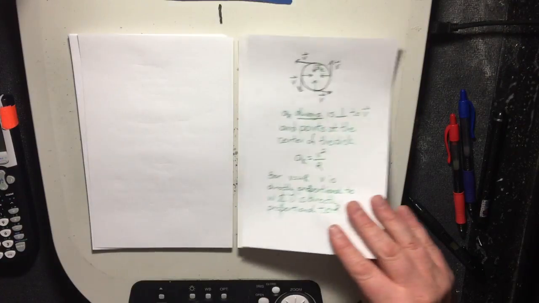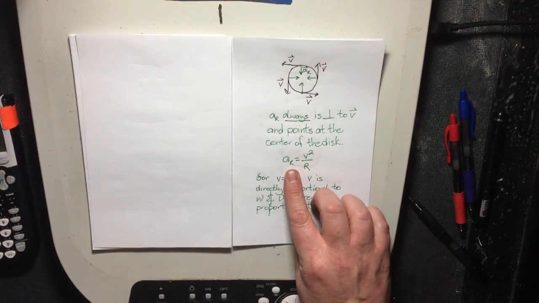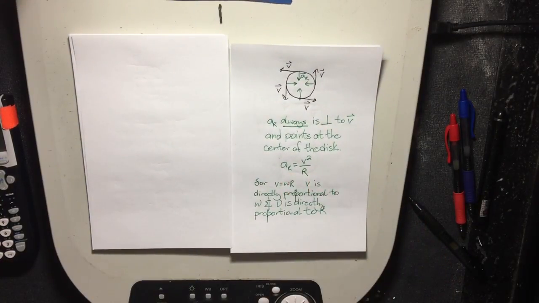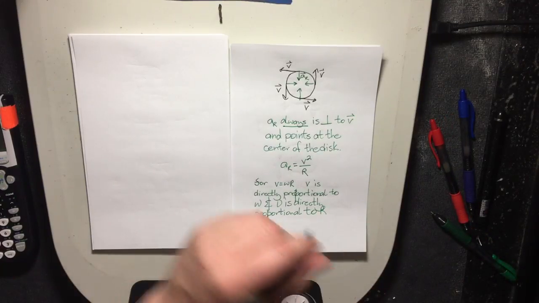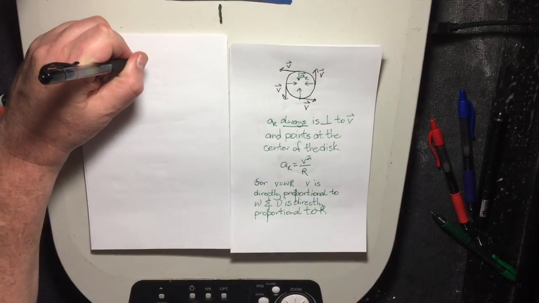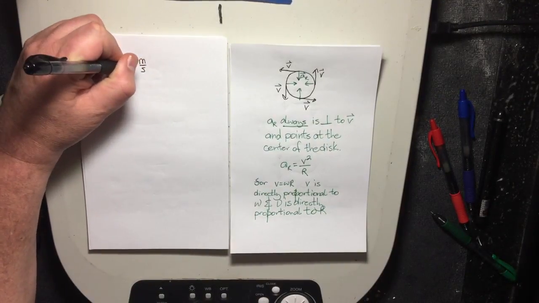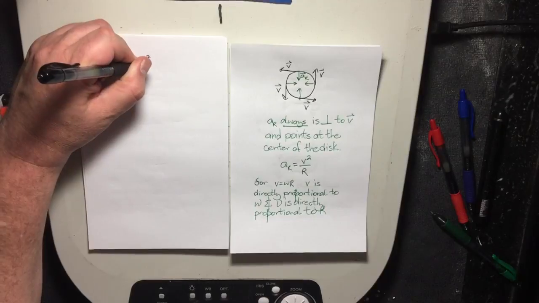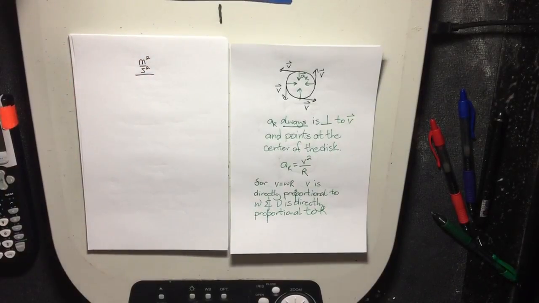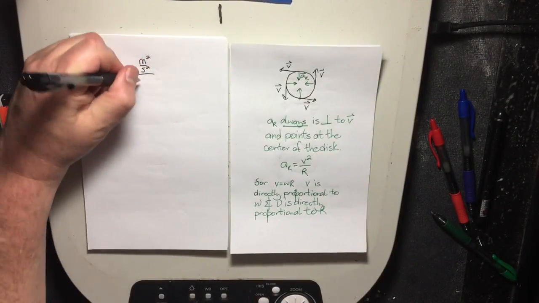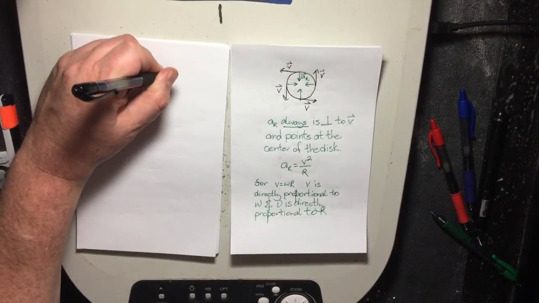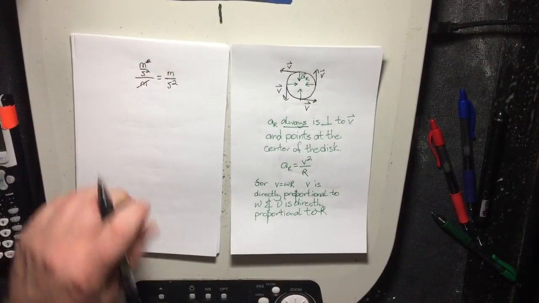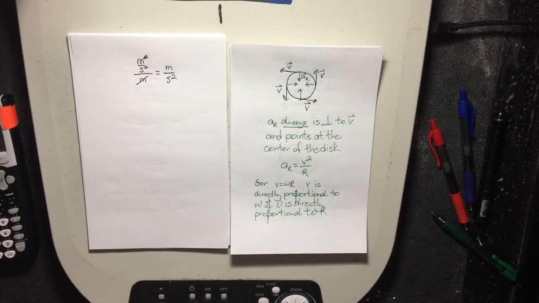Now, looking at this, the first thing we could do is a unit check. Do the units make sense on A equals V squared over R? Well, V is meters per second. It's squared, so it's meters squared per second squared, and radius is measured in meters. So you're left with meters per second squared. So yes, the units do check.